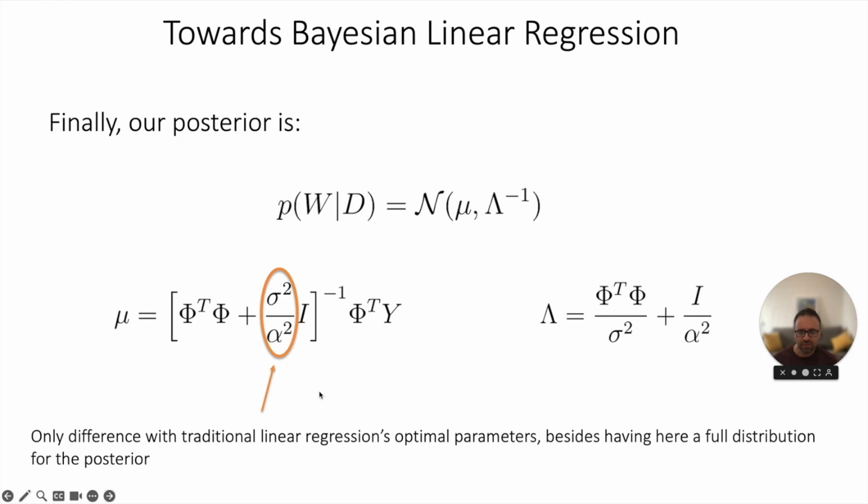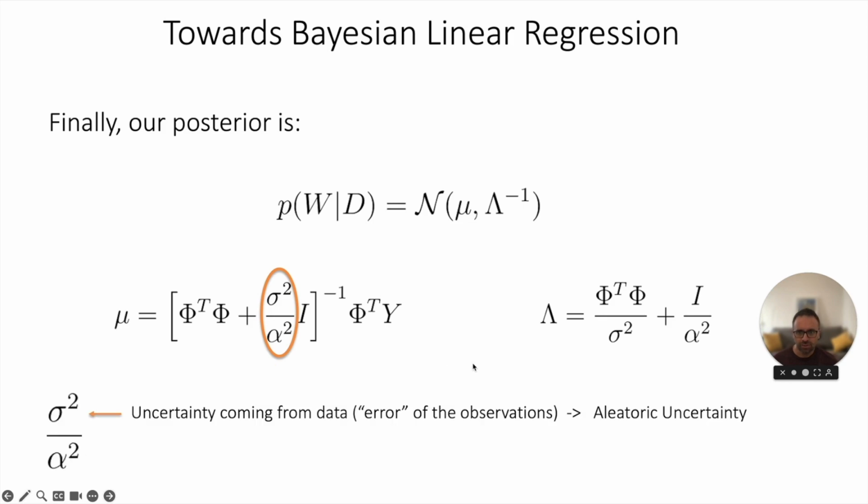We can see that if we compare the mean of our posterior with the result we obtained before in the traditional linear regression setup, this is the only term that is in there that wasn't there before. Right? It's the only difference. And what is this term doing here? First of all, we can see that sigma square is bringing the uncertainty coming from the data because we assume that the data has an independent error with a variance equal to sigma square. So that part is already adding uncertainty.